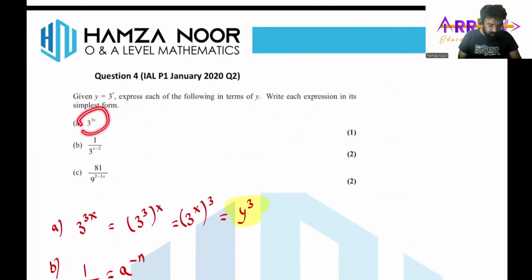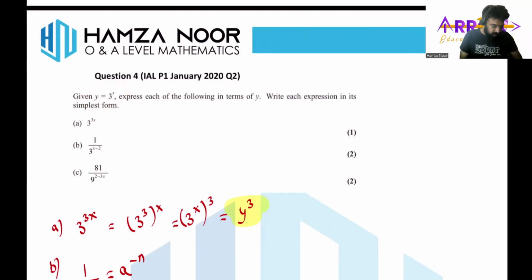So part A is basically 3 raised to the power of 3x. What we know is that 3 raised to the power of x is replaced with y. Y is equal to 3 raised to the power of x. This substitution is given to us in the question. So our purpose is to write this 3 raised to the power of 3x in terms of y. And we need to write each expression in a simplified form.